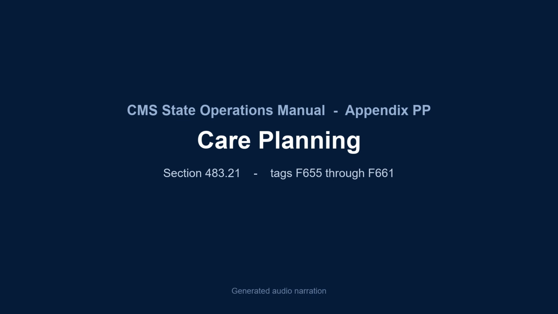An example of Level 2, no actual harm with potential for more than minimal harm that is not immediate jeopardy, includes, but is not limited to, the facility failed to develop a discharge care plan that addressed all of the needs for a resident being discharged home. Specifically, the care plan did not address the resident's need for an oxygen concentrator at home.